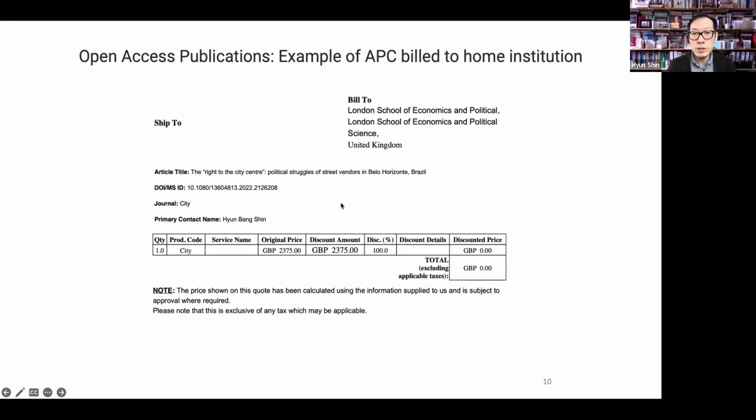Basically, the publisher sends the invoice to the university, in this case to the university library, and they look at how much funding they still have, and if they still have funding available, they say yes, we are happy to cover this based on this agreement. So this was paid by my university, and the paper was published as open access.